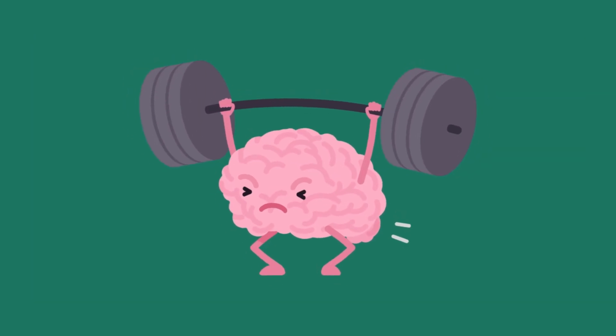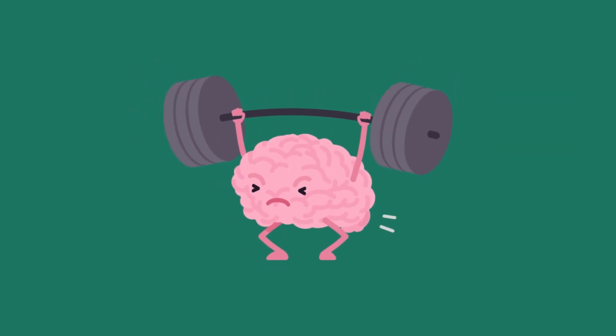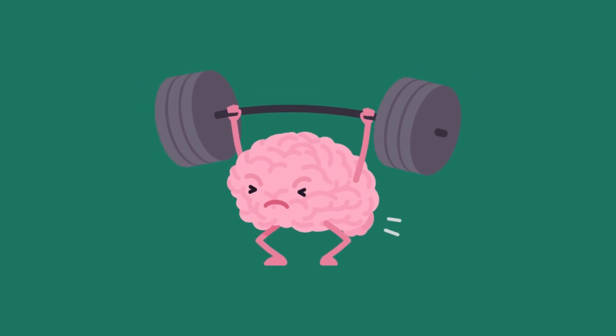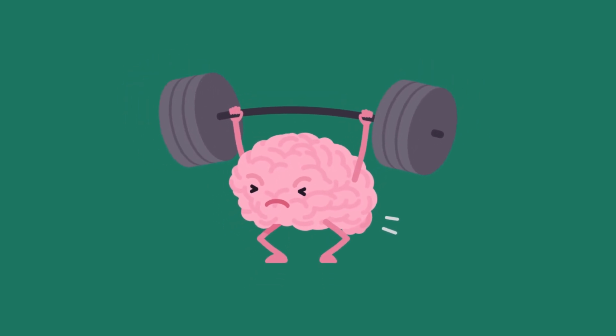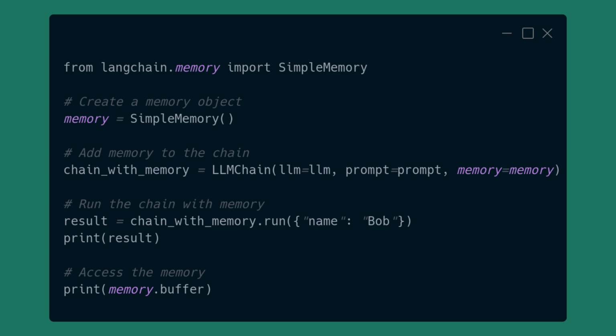One of the powerful features of LangChain is its ability to add memory to your chains, allowing your application to remember context across interactions. Let's see how that works. Here, we're adding simple memory to our LangChain, enabling the application to retain information between runs. This is useful for building more interactive and context-aware applications.